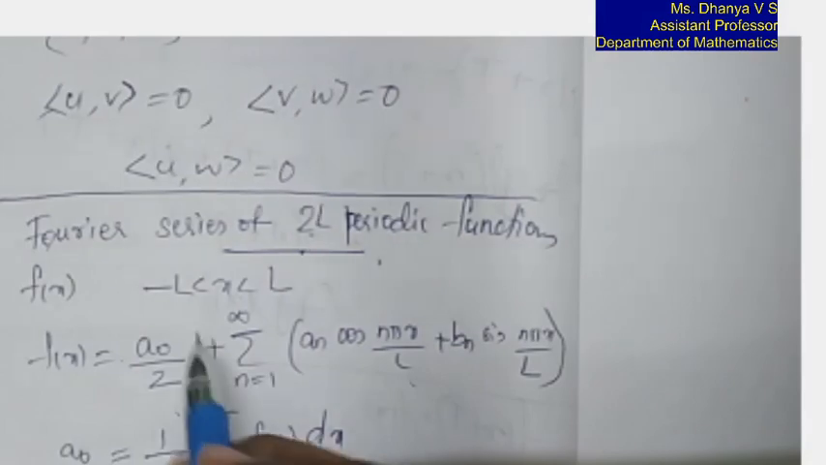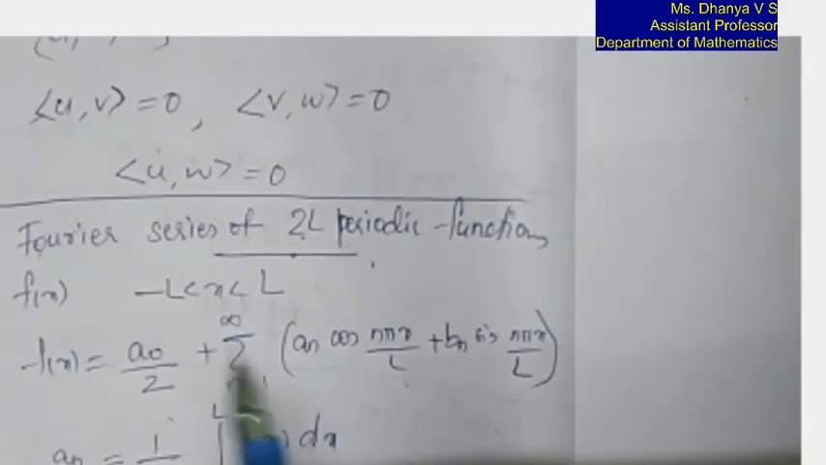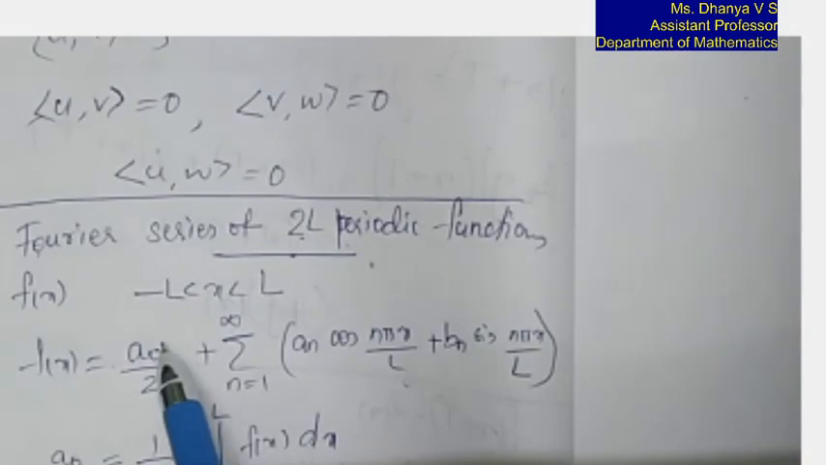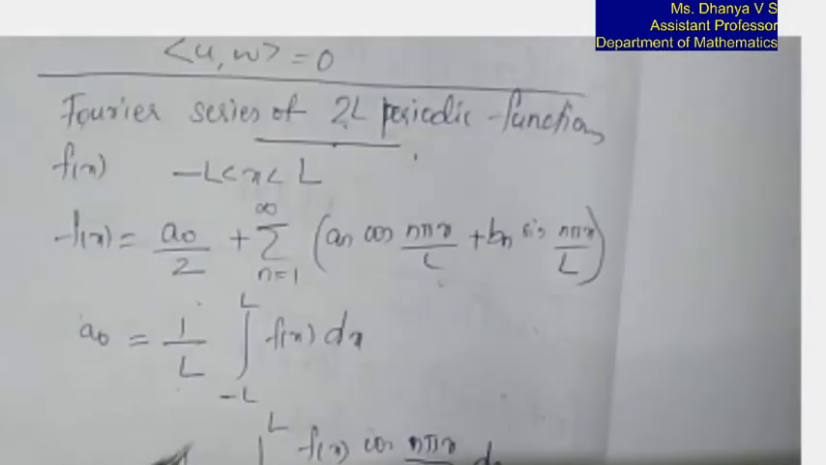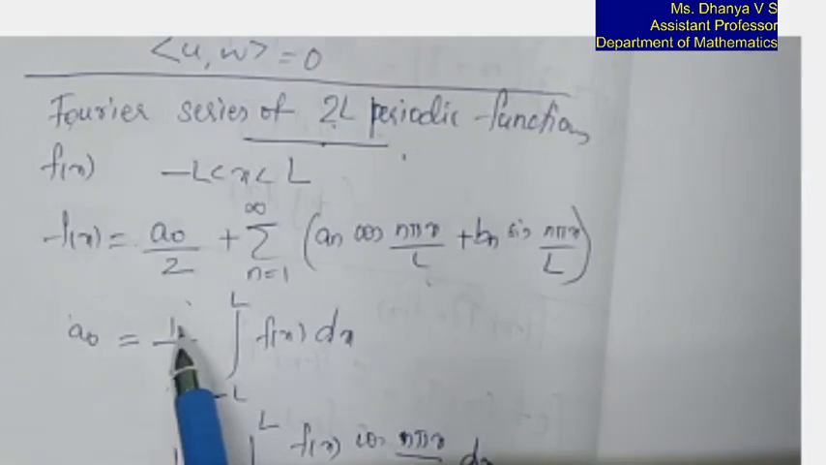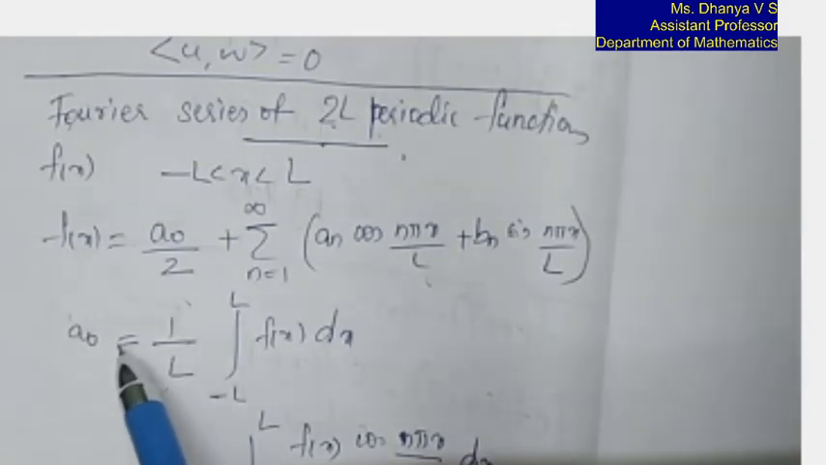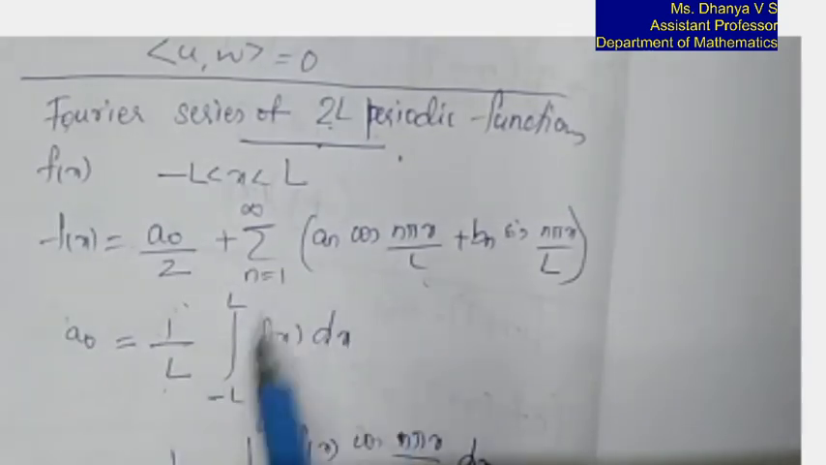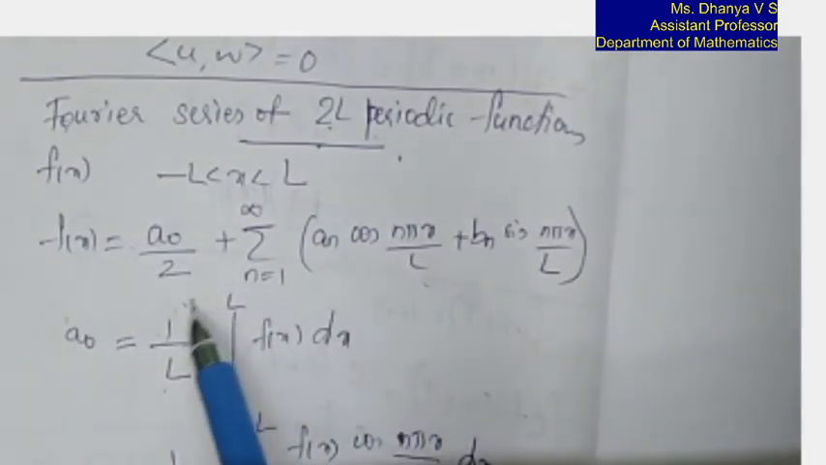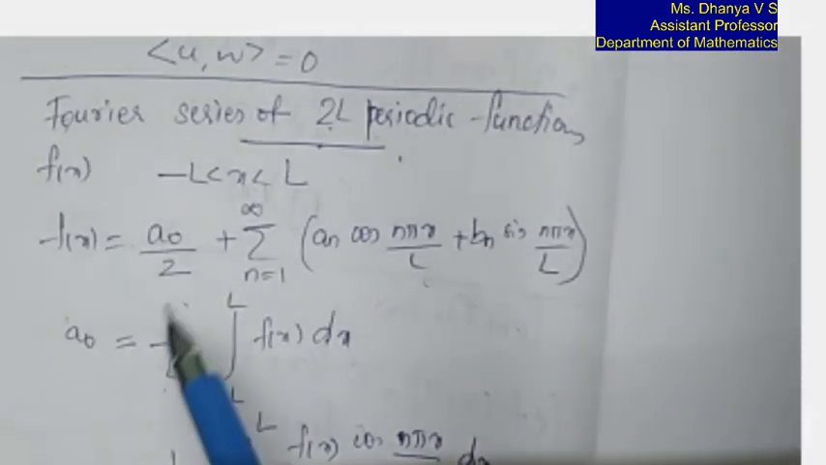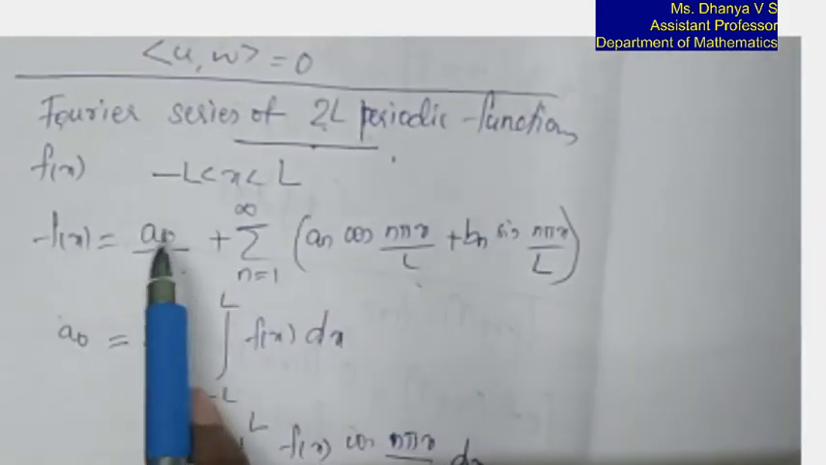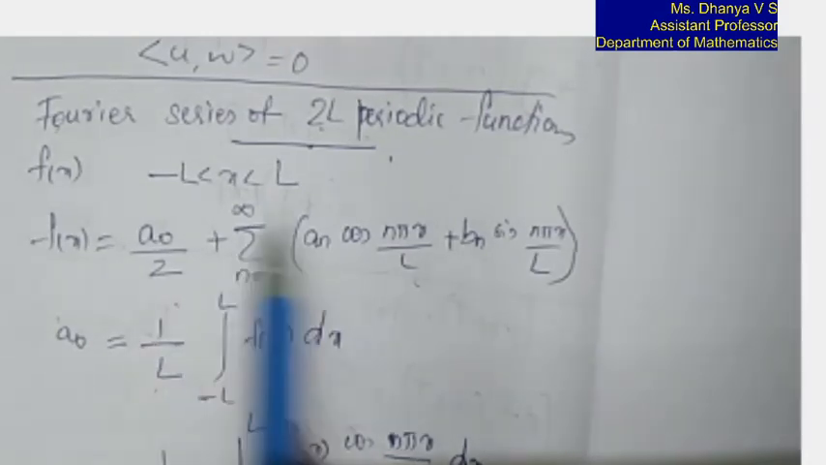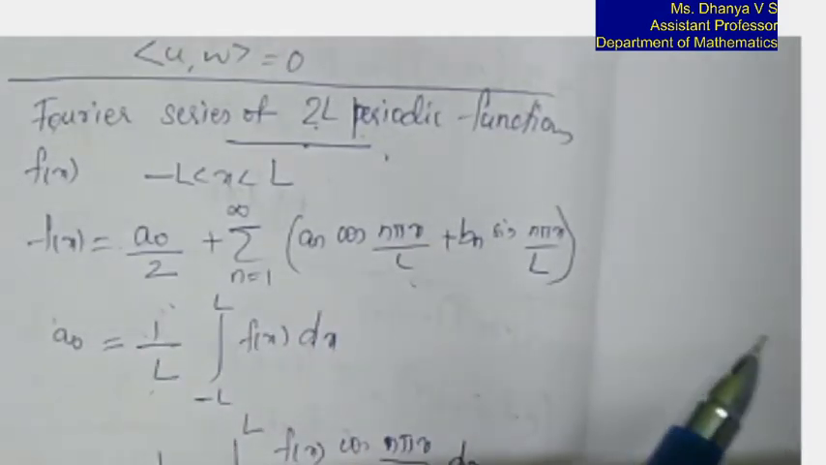In some textbooks, you will see the Fourier series expansion as a0 plus summation. In that case, if it is simply a0, you will have a constant different from 1 by L, and the formula for a0 becomes 2 by L integral from -L to L, and so on. To have the same formula, we have written a0 by 2. So we will follow this formula: f(x) = a0/2 + summation n=1 to infinity of this thing. Hope it's clear.